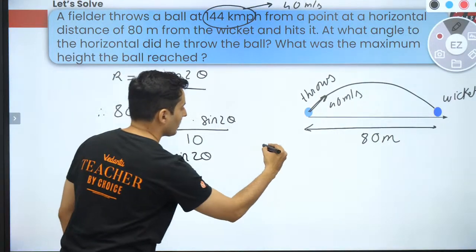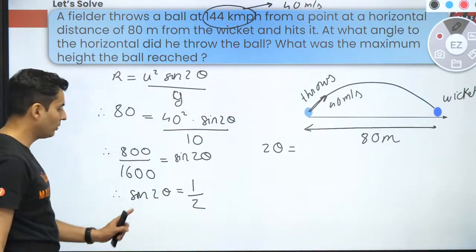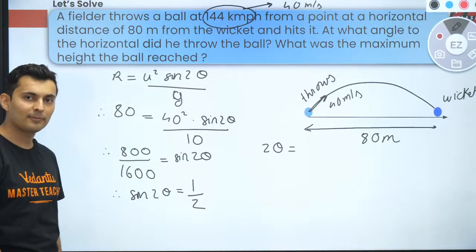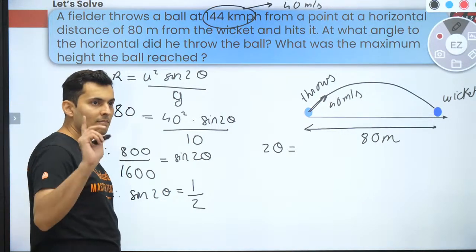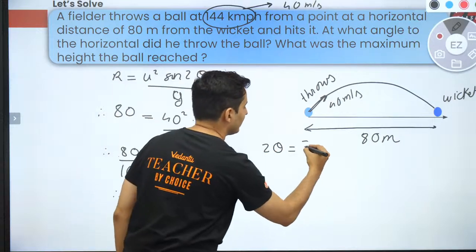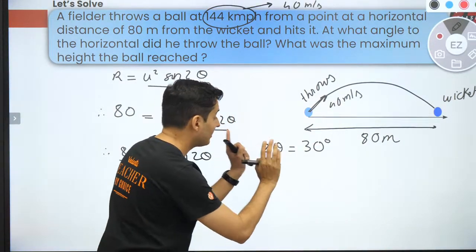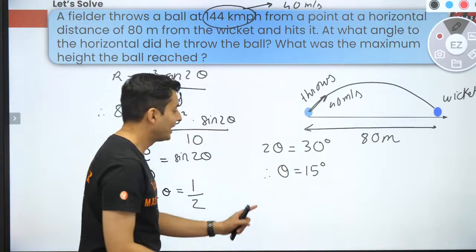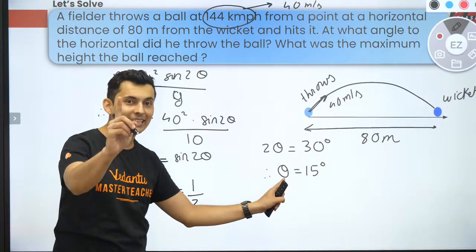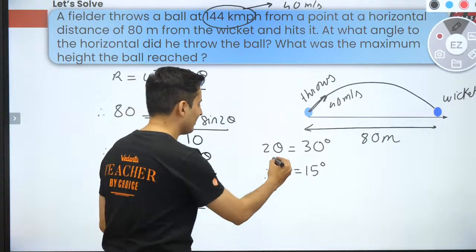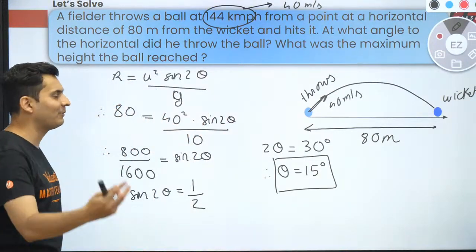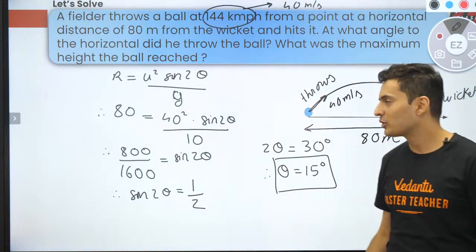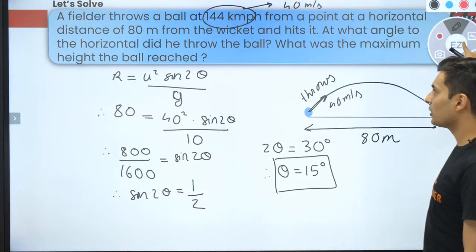So that means, what is 2 theta? Think about it. What is 2 theta whose sine is half? Be careful. Yes, it is 30 degrees. That means answer is not 30. Answer is 15 degrees. Be careful. Question is not to find 2 theta. Question is to find theta. Correct. So the final answer will be 15 degrees. So he has projected the ball at 15 degrees. So easy. I hope you got this. Let's go to the next problem then.